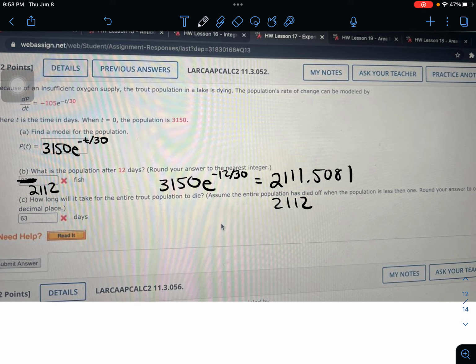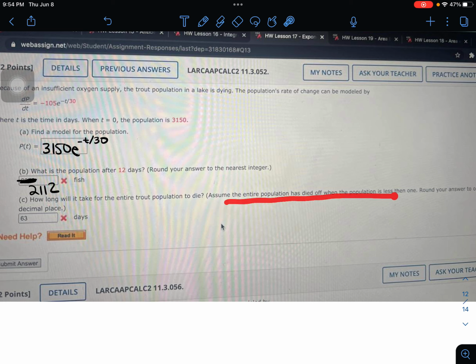Okay, well, that kind of makes sense how they worded it. All right, let me erase this. So I was going to set up an inequality and put 0 into the population, because when it dies off, there should be 0 fish. But that's not how they want you to set it up. They want you to set it up so that you assume it has died off when the population is less than 1.